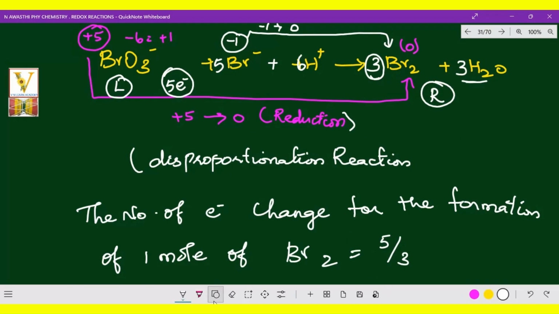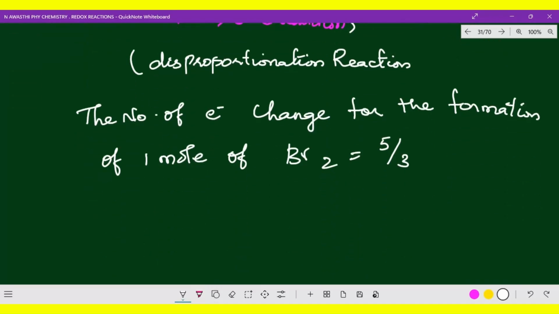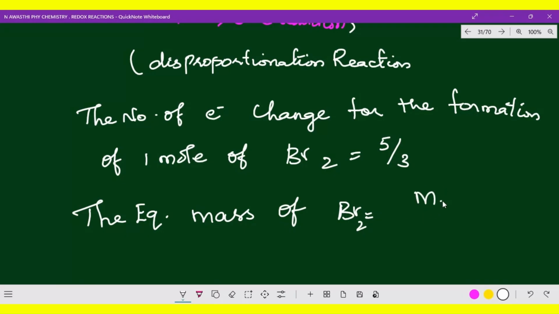Okay, so now equivalent mass. They are asking about equivalent mass now. Let us identify the equivalent mass. The equivalent mass of bromine is equal to how much? Molecular mass by n factor. N factor means the number of electrons lost or gained according to that reaction. So this is the n factor, right?